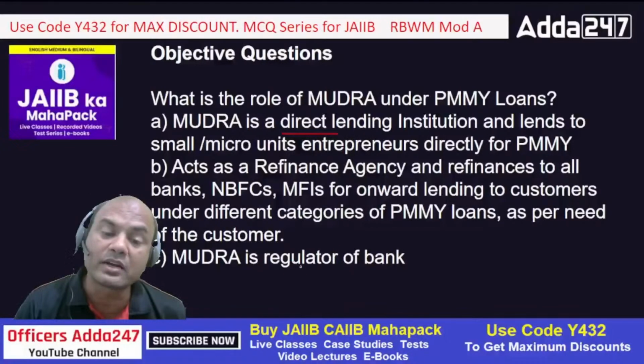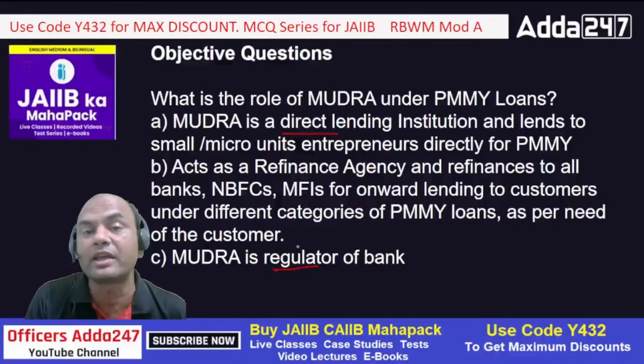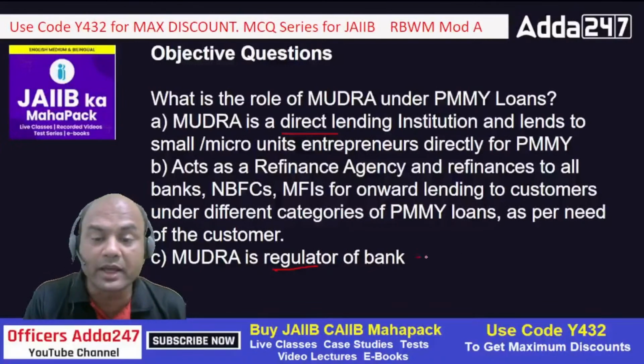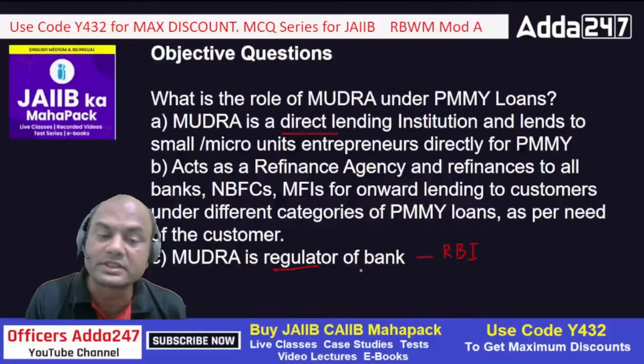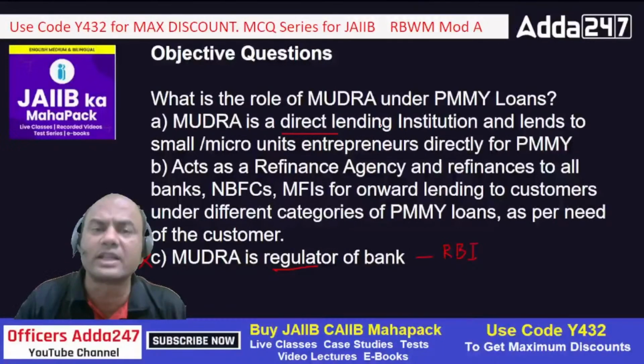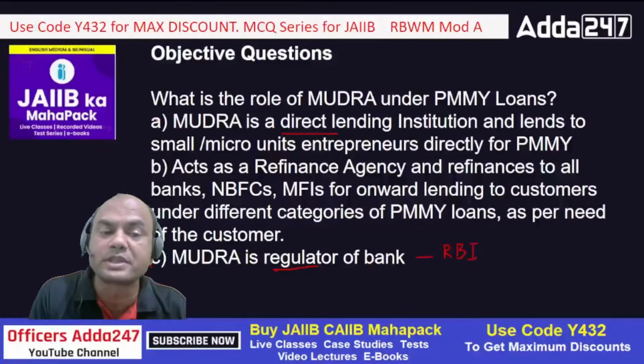Who is the regulator of a bank? Type fast. Regulator means the controlling supervisor. RBI is the supervisor. Mudra is not the regulator of the bank, so option C is wrong. What about A and B? Is Mudra a direct lending institution? Do I go and take the loan from Mudra directly? No. So A is also out. What is the option remaining then?